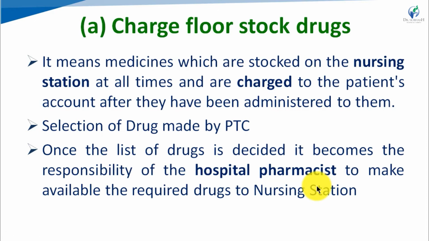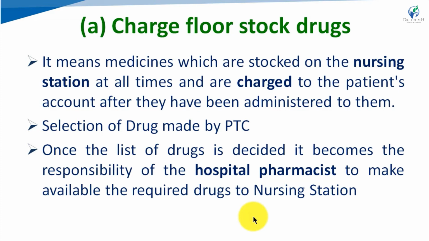Now the hospital pharmacist will also see periodically if there is any need of changes in this list of drugs, that means what was selected by the PTC. Is there any need of addition of a drug or deletion of any product? मतलब कोई ड्रग को हमें ऐड करनी है, कोई ड्रग को रिमूव करनी है, अल्टरेशन करनी है, and all these things should be decided by the hospital pharmacist, or they have to inform the PTC that this drug should be changed. So accordingly the decision will be taken by the PTC.